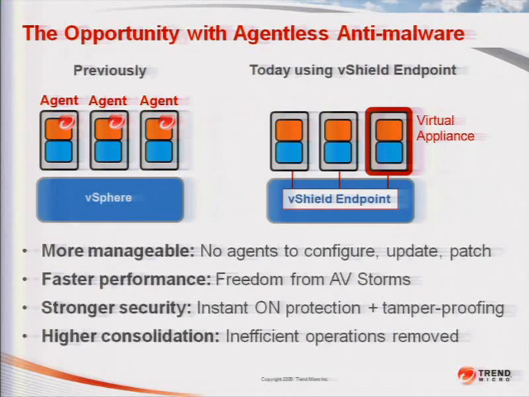So the opportunity with agentless anti-malware, what is it? The previous model was you needed to put an agent within each and every one of those VMs. Now using vShield endpoint, the value proposition is you have, as I said, one virtual appliance, no agents on the VMs required. The benefit is, number one, much more manageability than you had before. Where you had to roll out patterns to each and every one of those agents before, you had to reconfigure it, you had to patch it, you had to, in some cases, if it wasn't part of your template, even provision it. All of that goes away.